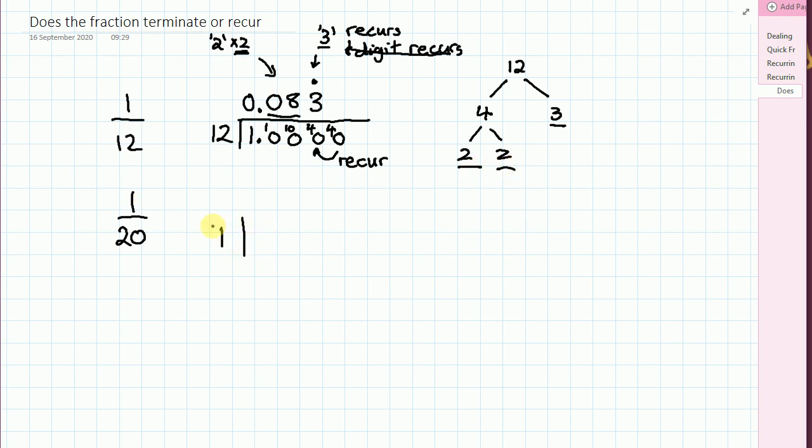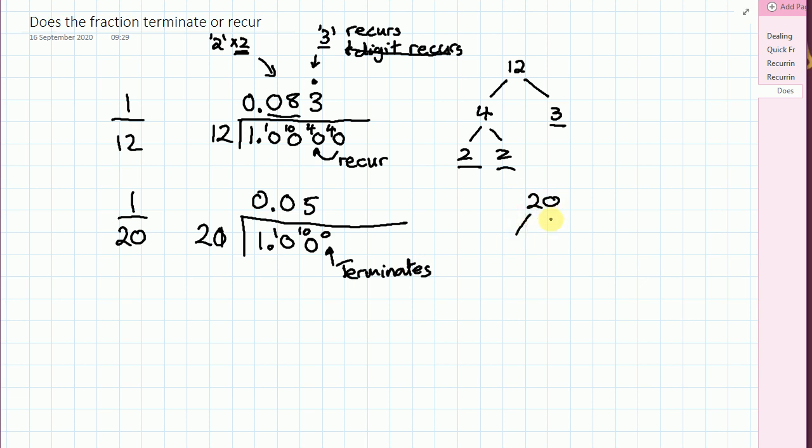So 20 into 1. 20 into 1 doesn't go, so carry over. 20 into 10 doesn't work, carry over, so we've got 100. 20 into 100 is 5, nothing carried over, it's terminated, it stops. So once I've done the last number and there's no more carries, it's terminated. So let's look at the 20 for this one. 20, let's go 4 and 5 again. And 4 goes to 2.